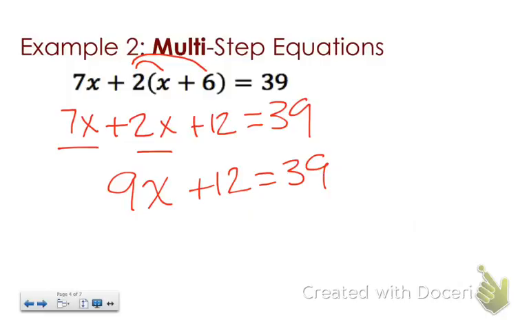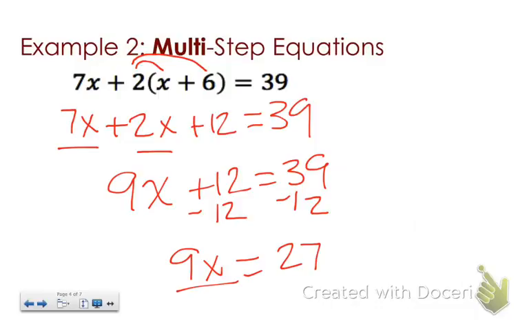And now to start unwrapping to get towards the x, we got to subtract 12 from both sides. We get 9x equals 27. Then divide by 9, and x is 3. And you should plug that back in and make sure that it works.